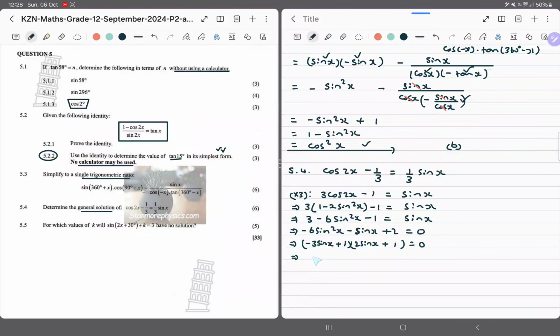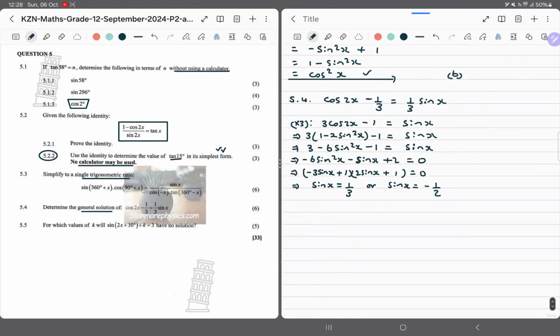So if we solve for sine x here, we're going to see that sine x is going to be minus 1 divided by minus 3. It's just 1/3. Or sine x is going to be minus 1/2. Okay, great. Now that's sorted.